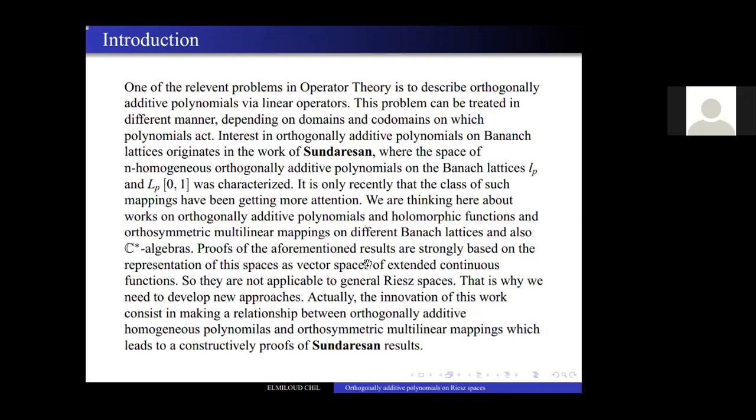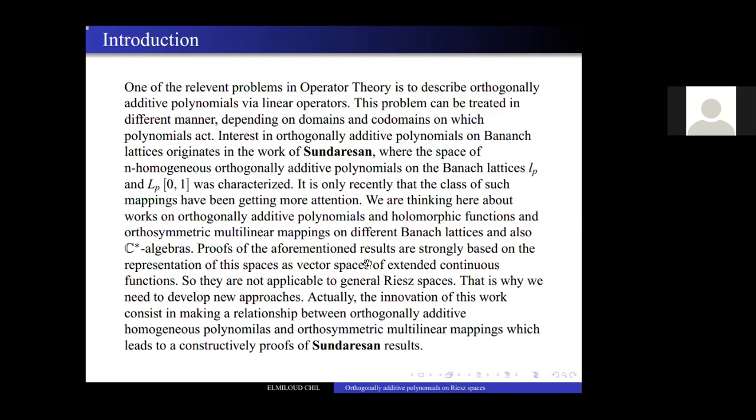It is only recently that this class of mappings has been getting more attention. We are thinking here about some works in the case of different Banach lattices and C-star algebras. Proofs of the aforementioned results are strongly based on the representation of these spaces as vector subspaces of extended continuous functionals by the Kakutani theorem representation. So they are not applicable to the general case of Riesz spaces. That is why we need to develop a new approach.